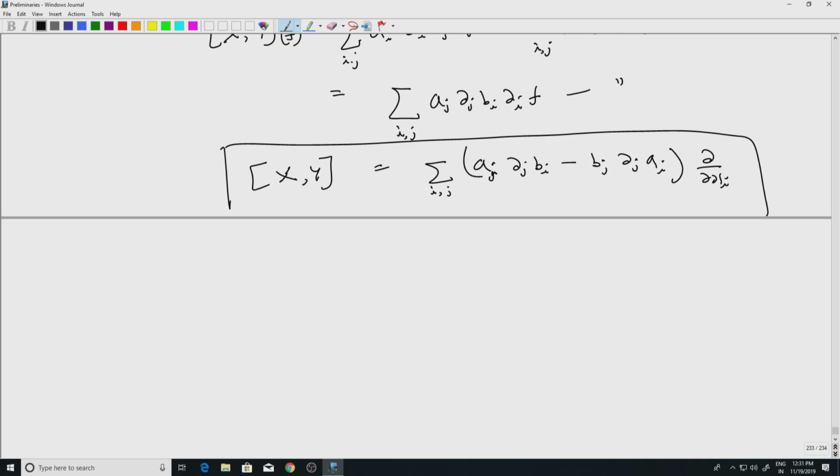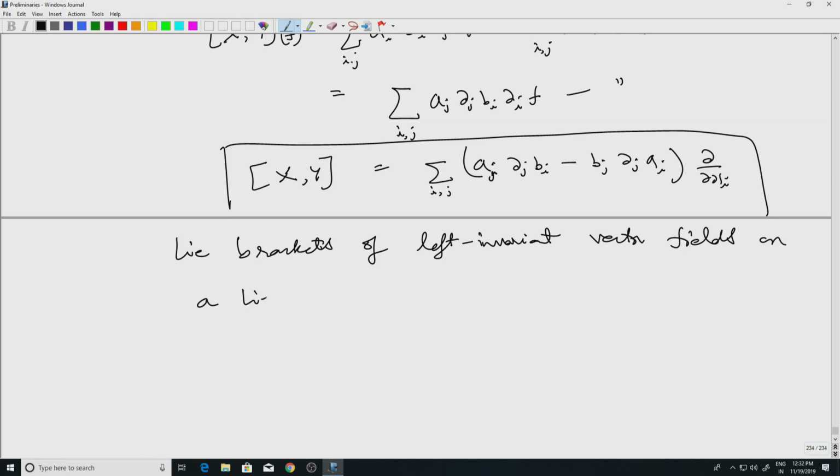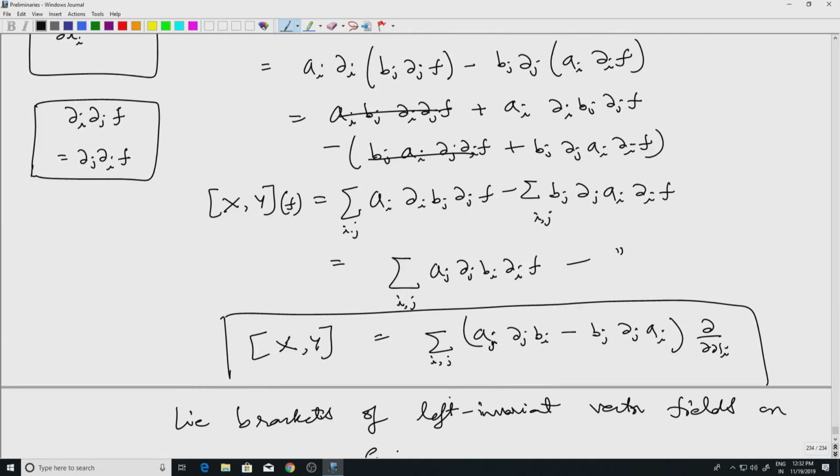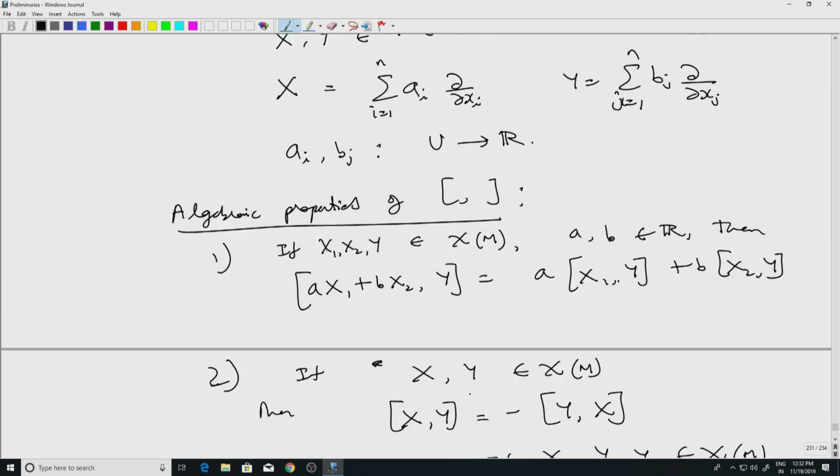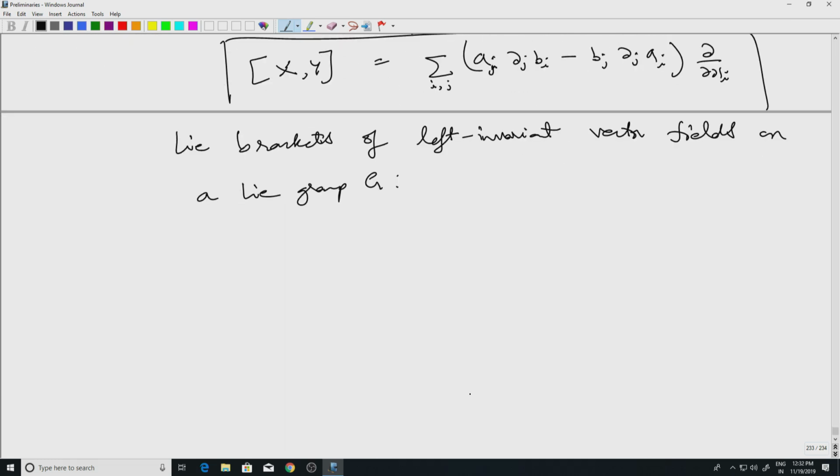Now, returning back, let's talk about Lie brackets of left invariant vector fields on a Lie group G. We have seen that the crucial property is that if two vector fields are F-related under some smooth map F, then the Lie brackets of those two vector fields are also F-related. Let us use that to prove the following.